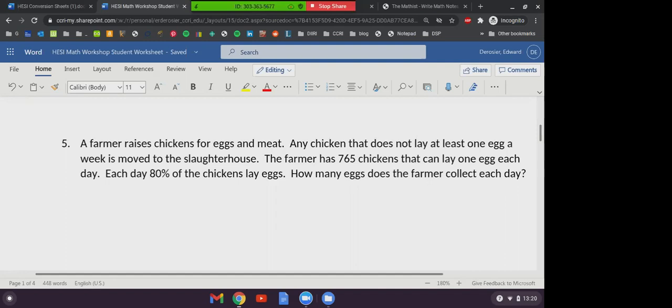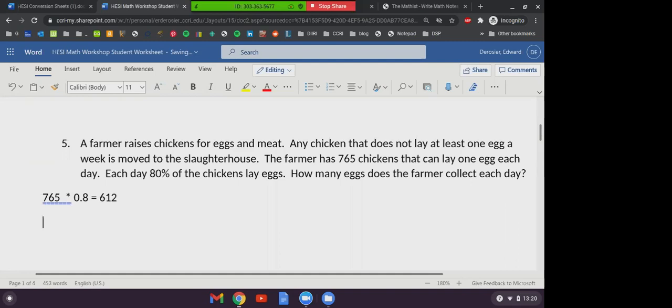Okay, so again, you'll notice on the HESI, the word problems tend to have a lot of short sentences. They're worded to be a little bit more confusing. I find that you could say everything here in fewer sentences if you were to rewrite it yourself. But basically, the only thing that matters in this question is there's 765 chickens and 80% of them lay eggs, right? The rest of the story doesn't matter, okay? What we're going to do here is take 765 and multiply it by 80%, okay? And we're going to get 612, right?